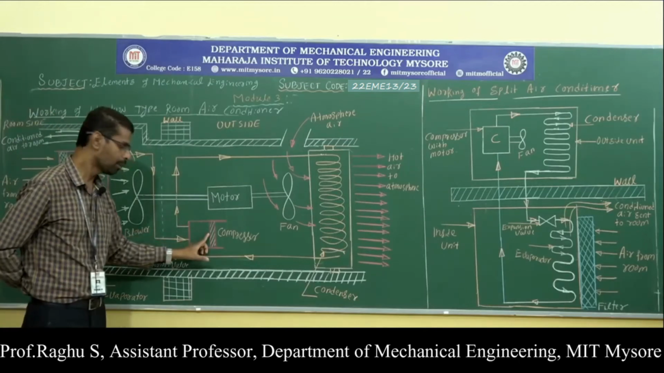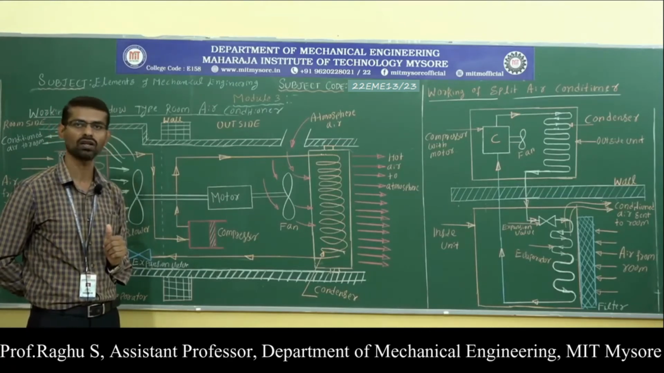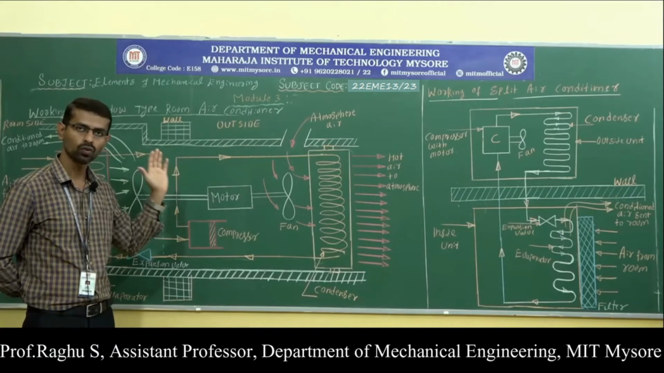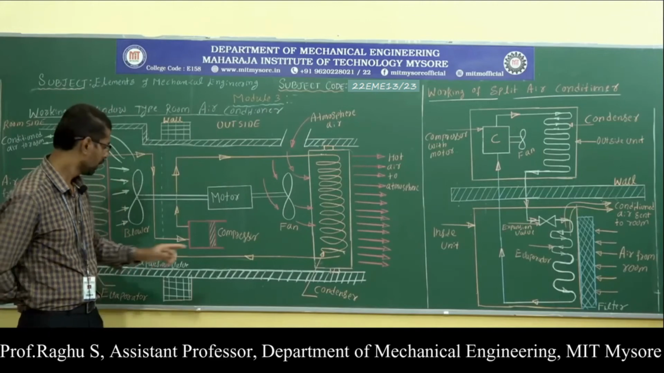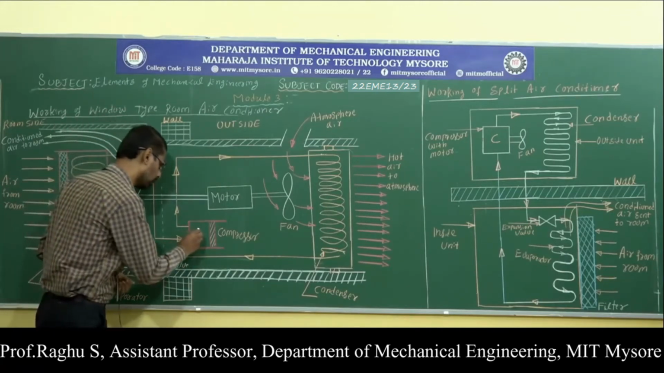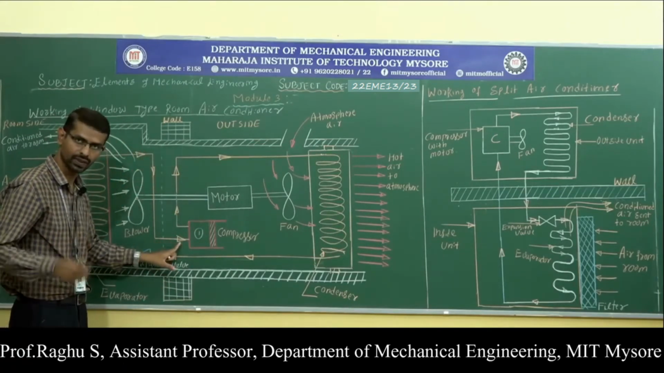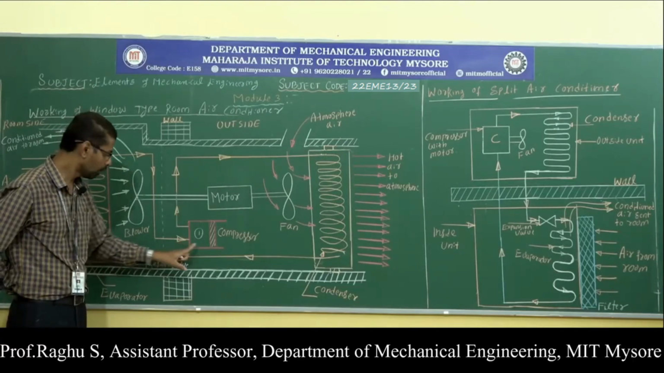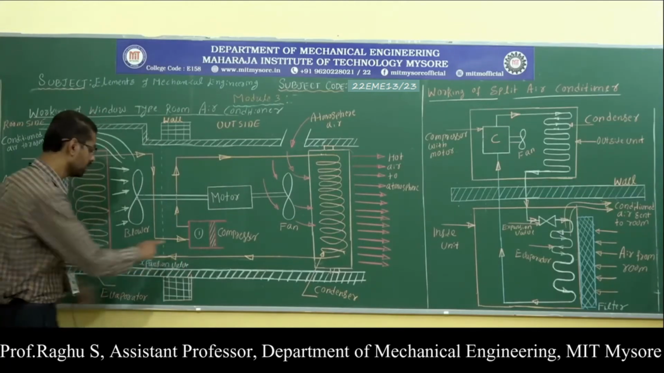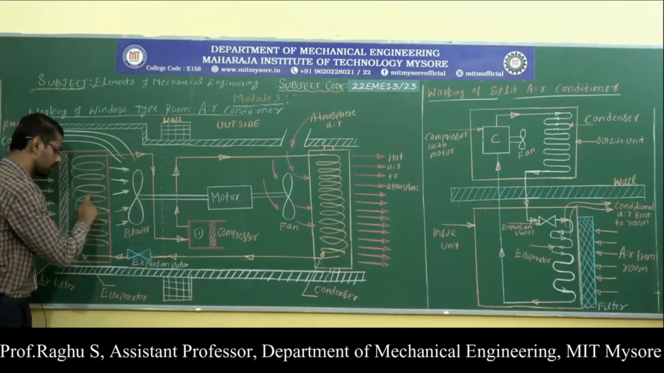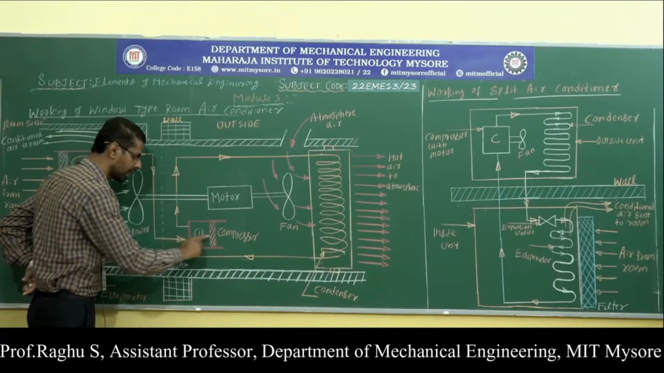Now let us begin with the compressor. We have already discussed the working of the vapor compression refrigeration system. This window type room air conditioner consists of vapor compression refrigeration units. Number one, the compressor receives, here this diagram shows the receiving side. This arrow mark shows the receiving side. The compressor receives low pressure and low temperature vapor refrigerant from the evaporator.